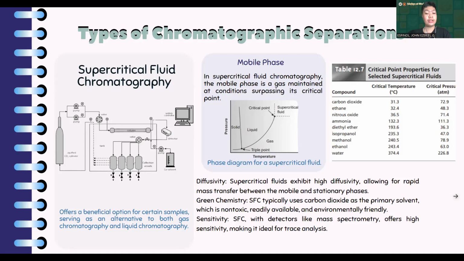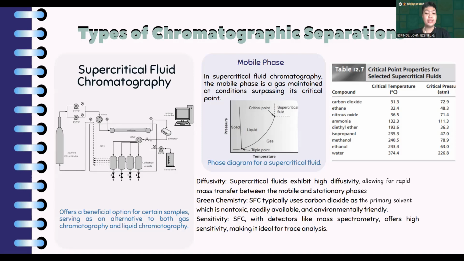For green chemistry, SFC is considered a green chromatographic technique because it predominantly uses carbon dioxide as a primary solvent. CO2 is a non-toxic, non-flammable, and environmentally benign substance. Additionally, carbon dioxide is readily available as a byproduct of various industrial processes, reducing the need for the production and disposal of hazardous organic solvents commonly used in other chromatographic techniques. By employing CO2 as the primary solvent, SFC minimizes the environmental impact associated with chromatographic analysis, aligning with the principles of green chemistry and sustainability.